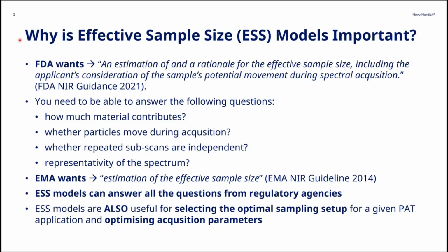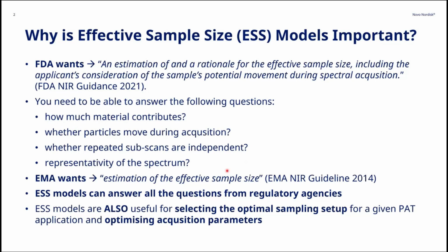And there are a couple of questions you need to be able to answer. How much material contributes to your spectrum? And what happens as the sample is moving during the spectral acquisition? For many of us, we have instruments where we set a number of subscans, like the central probe, and then average that to a final spectrum. So we need to understand if the individual subscans are truly independent or if there's an overlap. And then some estimation about the spectrum: is it representative of the process? So it's more like an explanation of where you choose to do your sampling in your manufacturing process.